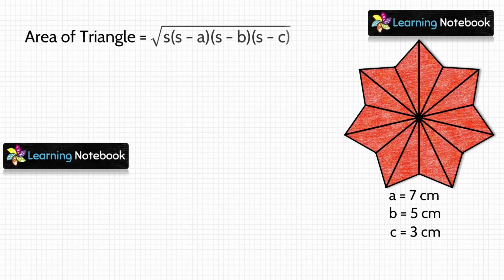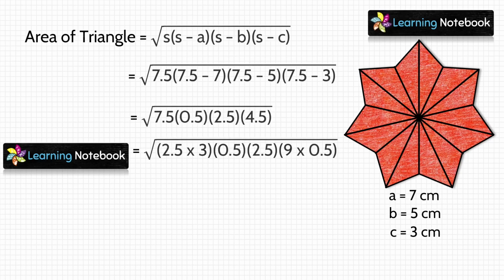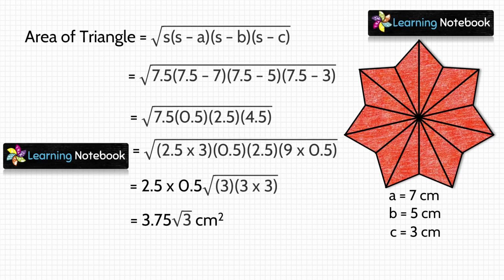So let's use Heron's formula to find area of one triangle. Put the values of A, B, C and S here. And then we will simplify. So we get the area of one triangle as 3.75 multiplied by root 3 square centimeter.